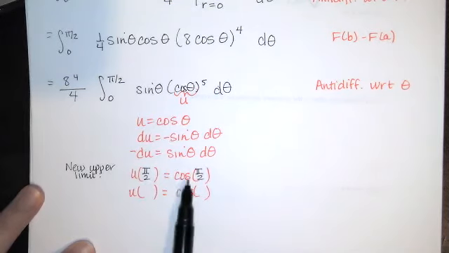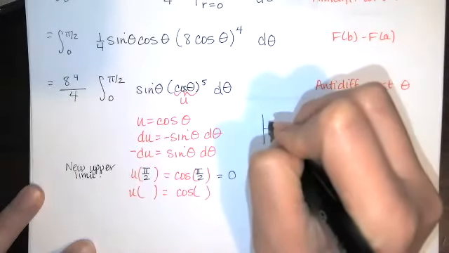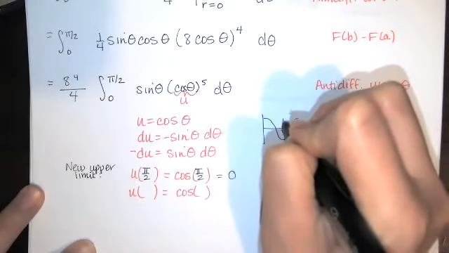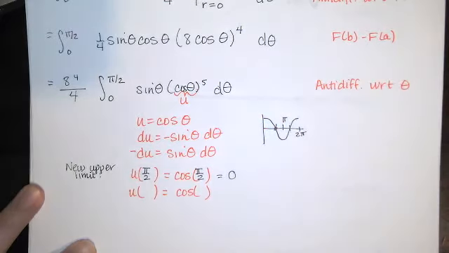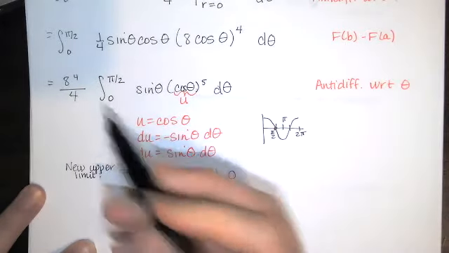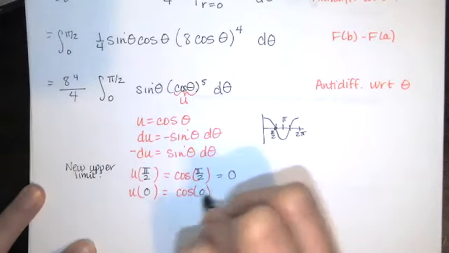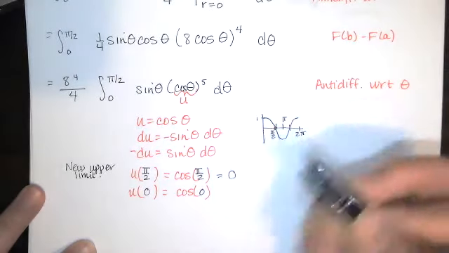At pi over 2, u is cosine of pi over 2, and cosine of pi over 2 is 0. Remember, cosine looks like this. All the interesting things happen at 1/4 of the period. It's 0 right there at pi over 2. And at 0, we've got cosine of 0, and cosine of 0 is 1. It's at the max there.